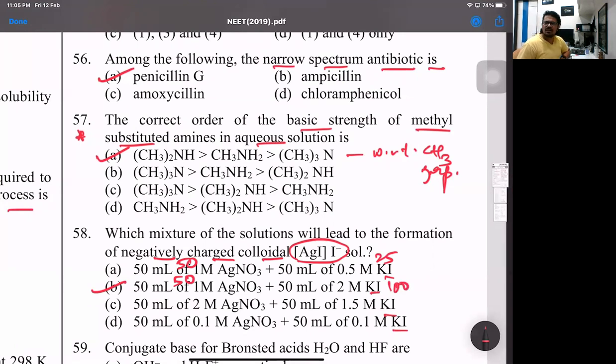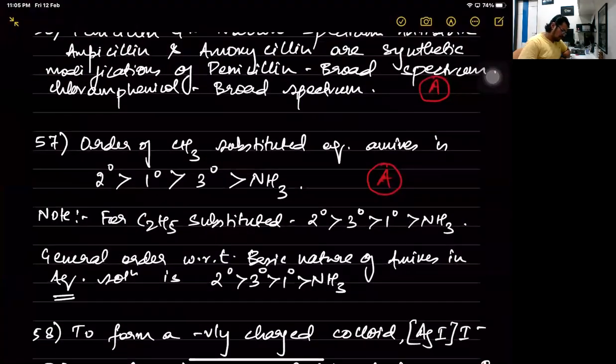But obviously, after AgI is formed, there is excess iodide. So the colloidal solution will absorb the iodide ion. That's why we'll have a negatively charged colloid. Okay. So 58 is B there. Then 59.